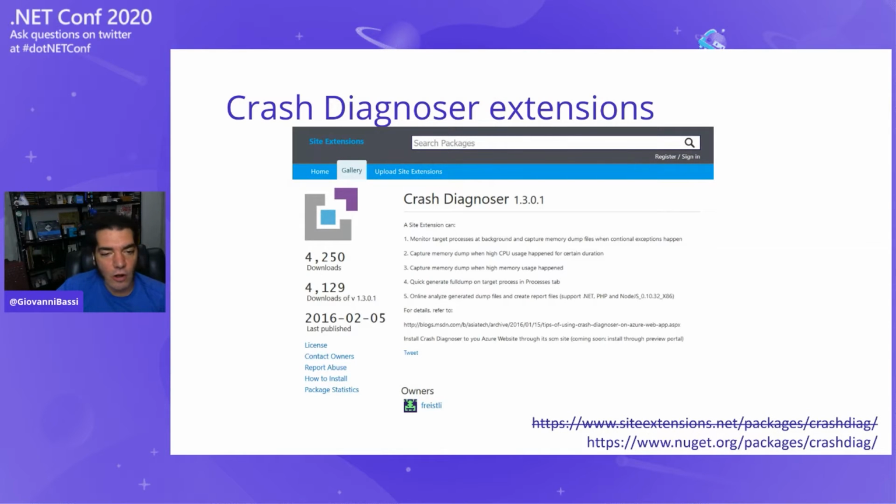There's also an extension called Crash Diagnoser. There used to be a site called siteextensions.net. This has been replaced with NewNetDump.org, and you can also use that to install it on Azure App Service. So you have several different ways to take these memory dumps.